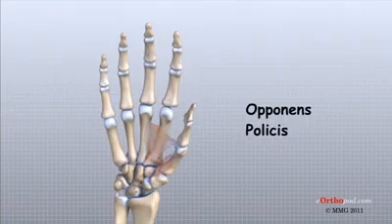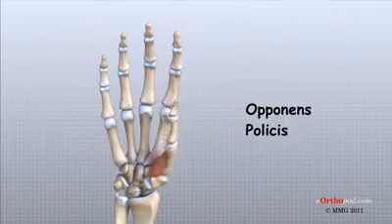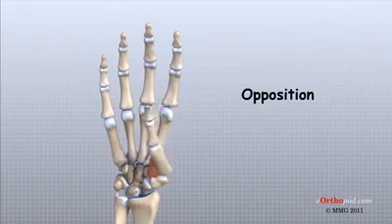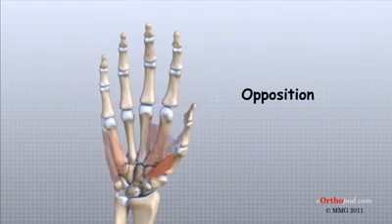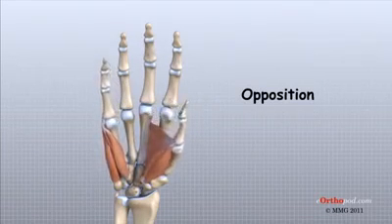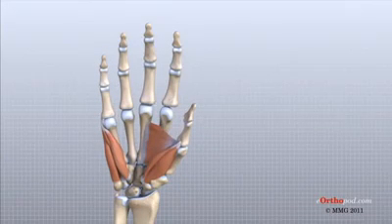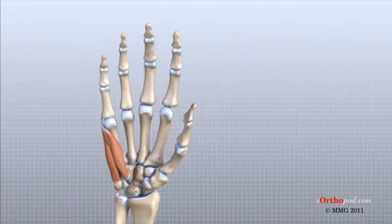The Opponens Pollicis moves the thumb into opposition. It pulls the thumb out from the palm and turns the pulp of the thumb to face the palm. This is the motion that allows you to place the tip of your thumb against the tip of your little finger. The muscles of the hypothenar eminence are arranged and function roughly the same in the little finger.